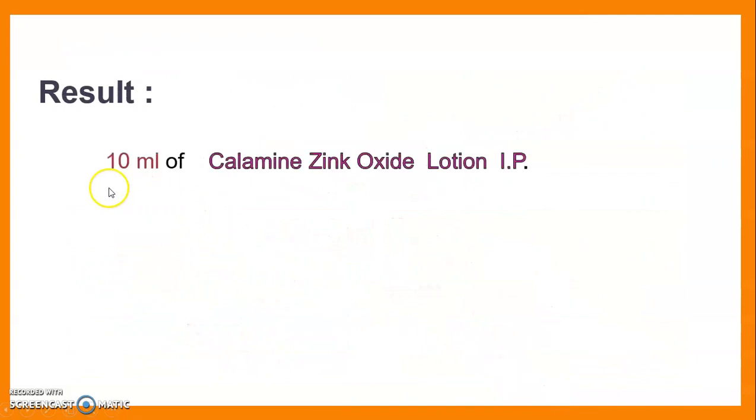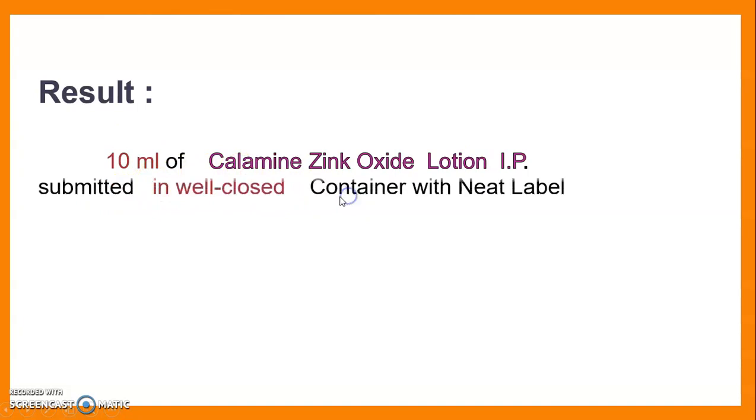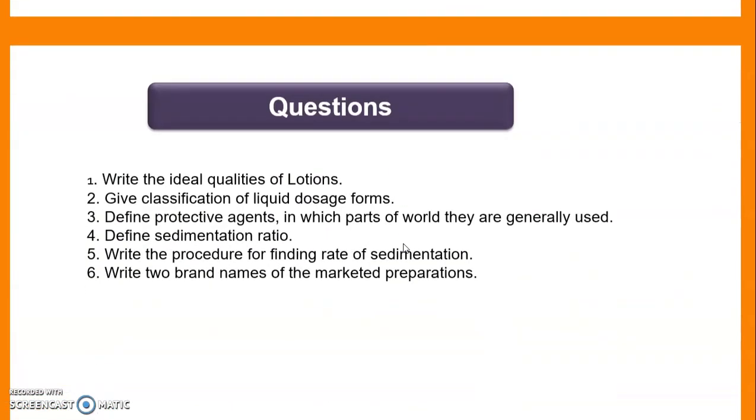The result should be maintained as follows: quantity of our preparation should be mentioned first, then name of the preparation, that is 10 ml of calamine zinc oxide lotion IP submitted in a well closed container with a neat label. In this way, the result of our preparation can be written. Then in this way, I've finished our experiment and we move towards the question answer session.